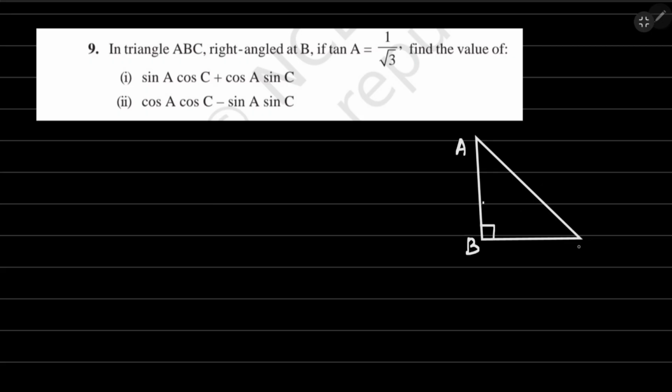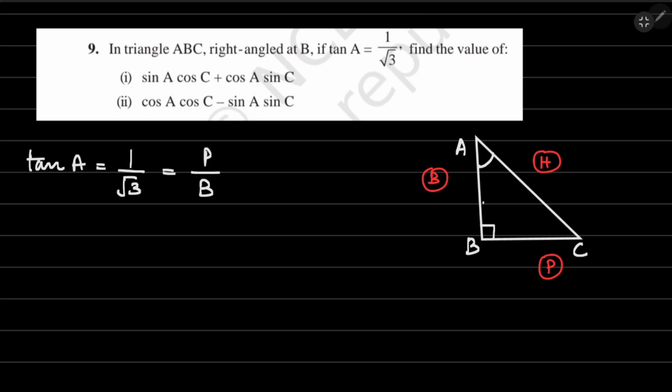So you have A, B, C. You are given tan A. Okay, so this is your hypotenuse. This happens to be a perpendicular and base. Okay, so what you are given is tan A equal to 1 by root 3. So P by B. What is your perpendicular? It is just 1. Base is nothing but root 3x. Let us denote it by x. So P is equal to 1x and base is equal to root 3x.